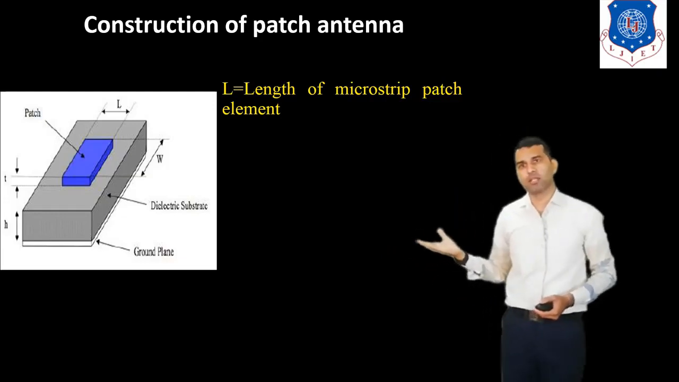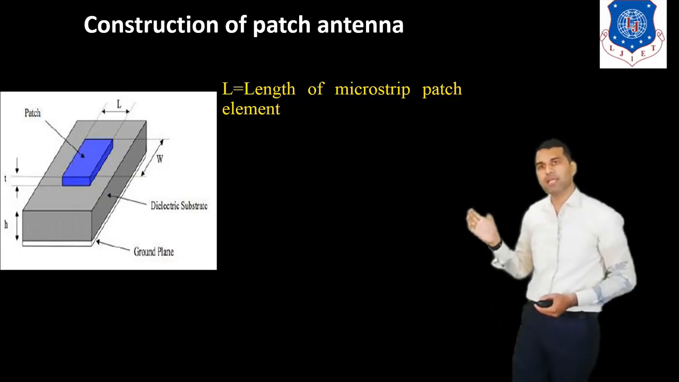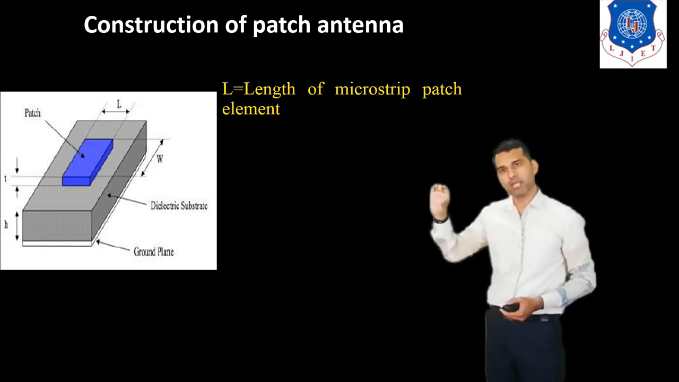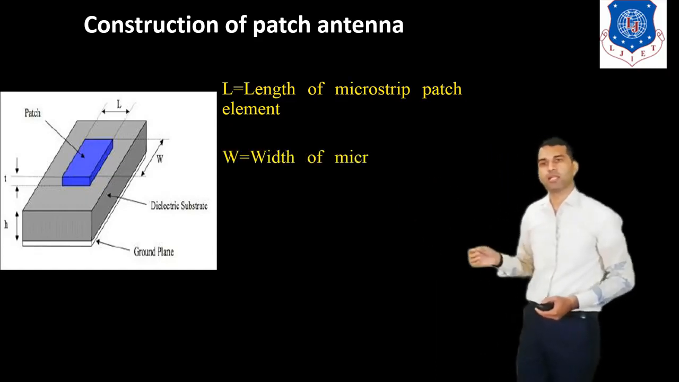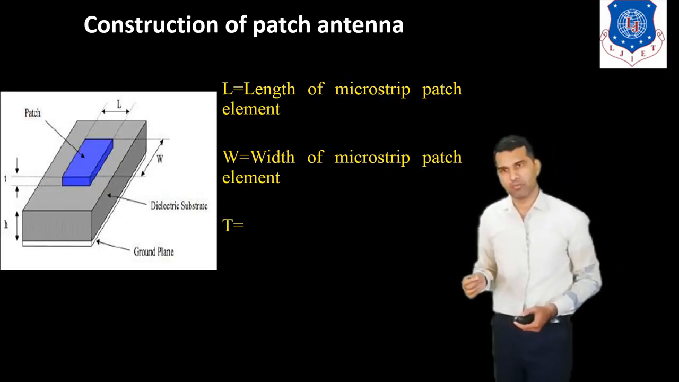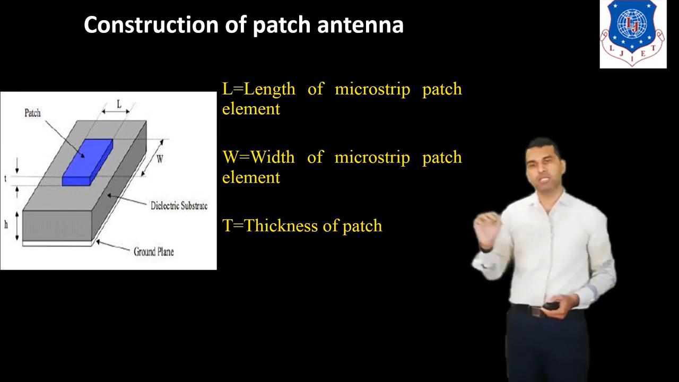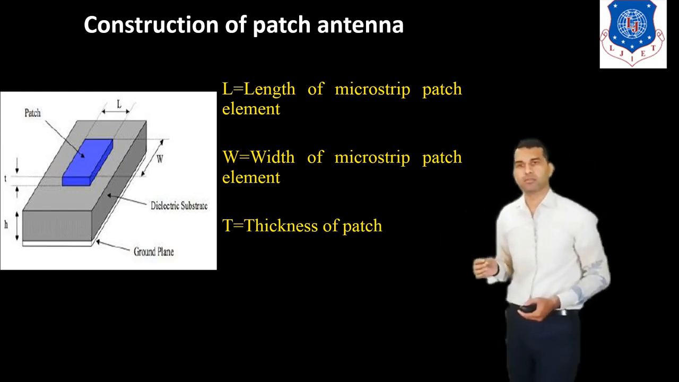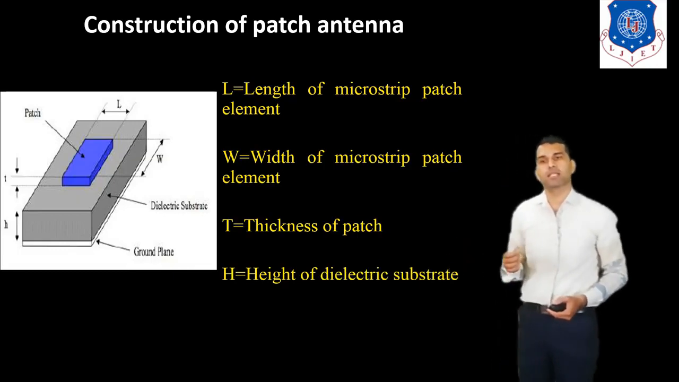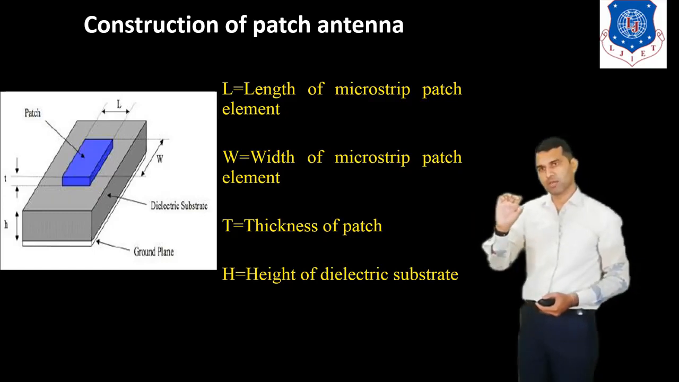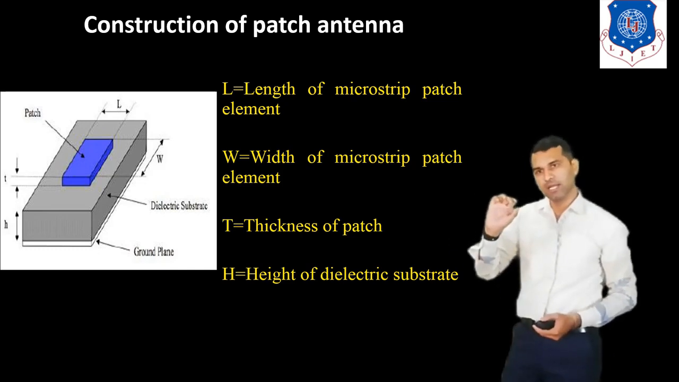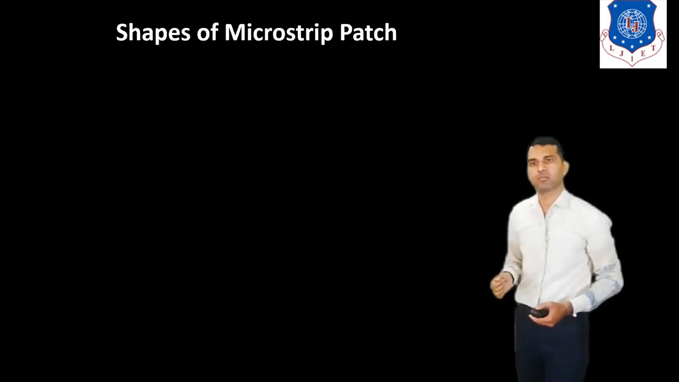So this is the structure, and here L indicates the length of the microstrip patch element. That means the blue color indicates the patch, and L is the length of that element, W indicates the width of the microstrip patch element, and T indicates the thickness of the patch. Similarly, H indicates the height of the dielectric substrate. That means the middle layer is the dielectric material substrate, and H is the height of the substrate.